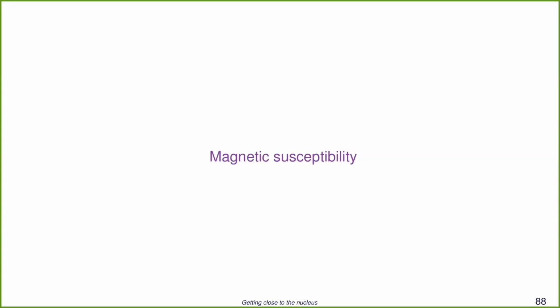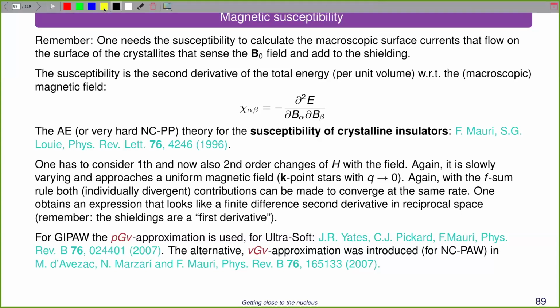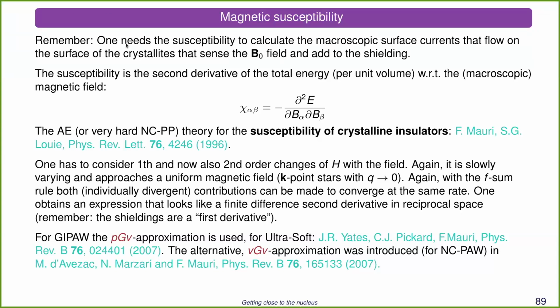Next story. Now we go to the magnetic susceptibility. I have already heard quite a lot of it. So now, how to calculate this thing. You have to remember, one needs the susceptibility to get the microscopic surface currents that flow on the surface of the crystallite in a zero field, and you can then add it to the shielding. We had this picture yesterday showing this.